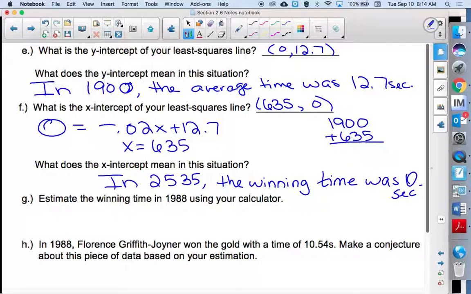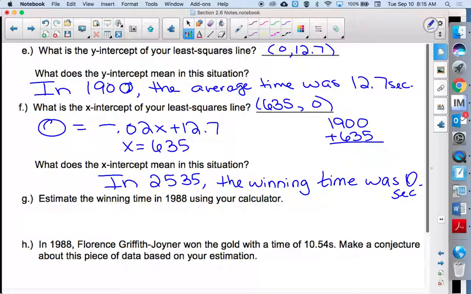I mean, it could happen, right? Maybe? Josh, do you think it could happen? Yeah, sure, right? That might happen. Somebody's going to run 100 meters in 0 seconds. That's what that is really saying. So maybe, I mean, who knows what's going to happen in 2,535.